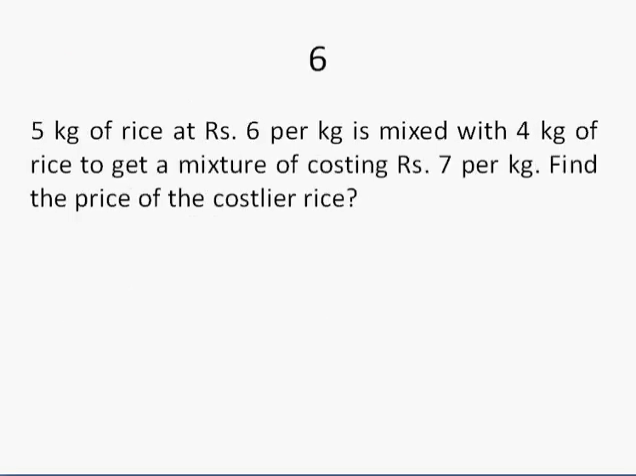Okay, so now we'll move to homework question. So the question says 5 kilogram of rice at rupees 6 per kilogram is mixed with 4 kilogram of rice to get a mixture of costing rupees 7 per kg. Find the price of the costly rice. This is very easy. Do this question, we'll discuss in next part.